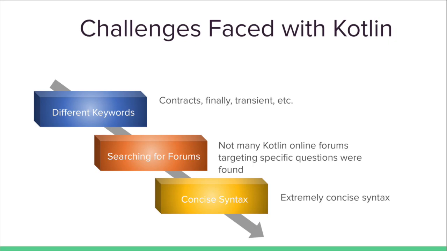Searching online forums was not easy at all, because even though we did find several online forums talking about the challenges we faced in Kotlin, they were more general answers than specific answers to the question that we were seeking. And finally, the concise syntax. The syntax was very concise, which of course has its pros, but when we would look back at our code, we would find that it's very short, and so we would forget what this small piece of code meant, and then we would have to again go back and search for what those keywords meant.